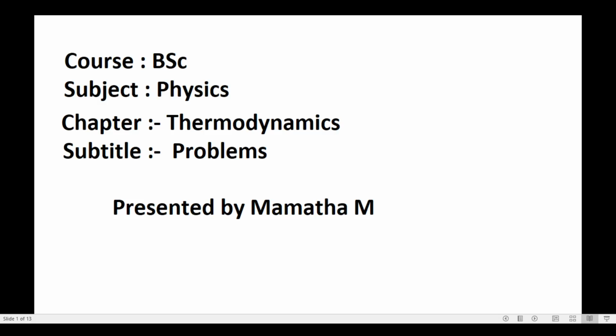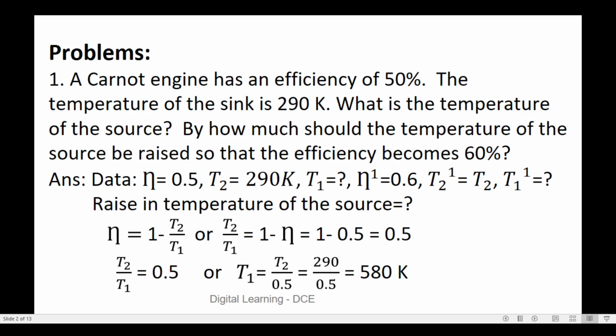Welcome to physics class. Today I am going to solve some problems on the topic thermodynamics. So consider the first problem. A Carnot engine has an efficiency of 50%. The temperature of the sink is 290 Kelvin. What is the temperature of the source? By how much should the temperature of the source be raised so that the efficiency becomes 60%?